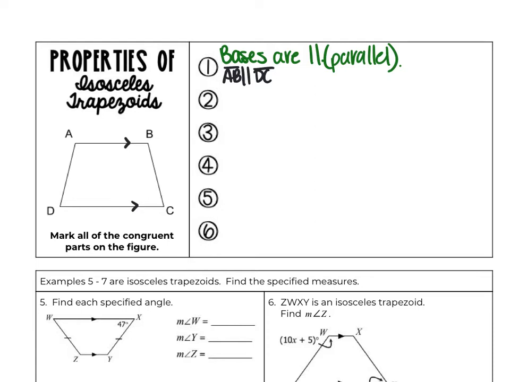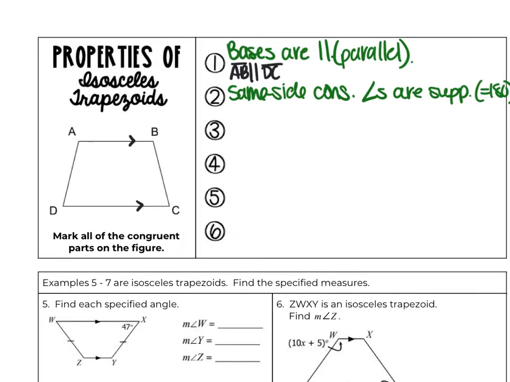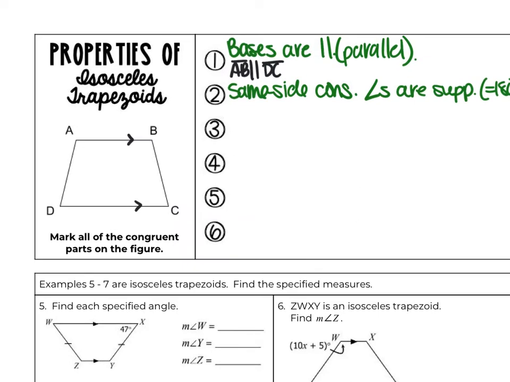Okay, they still have the same side consecutive angles are supplementary, or equal 180. So remember, there's not a way to mark that on your picture, but you can write it as an equation. So this A added to its same side angle would be D equals 180, and angle B plus angle C, which is on the same side, equals 180.